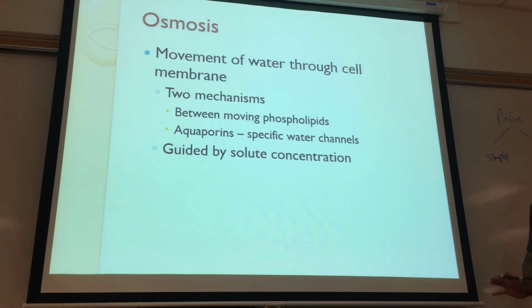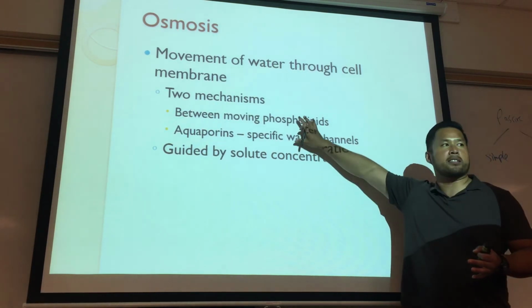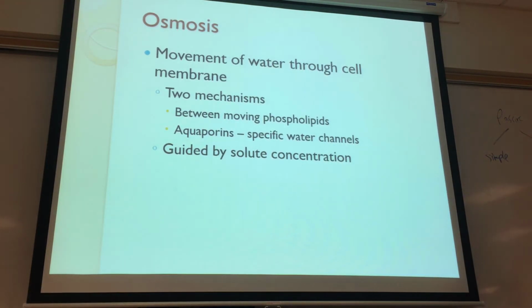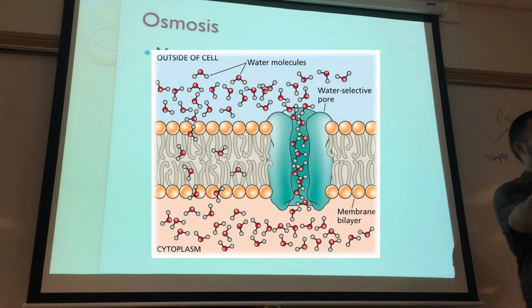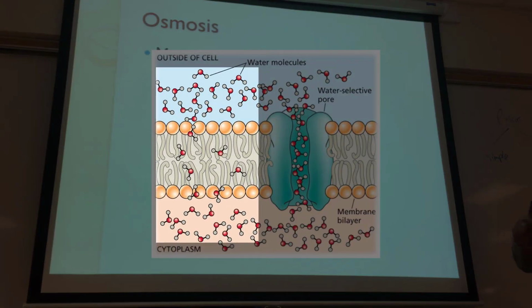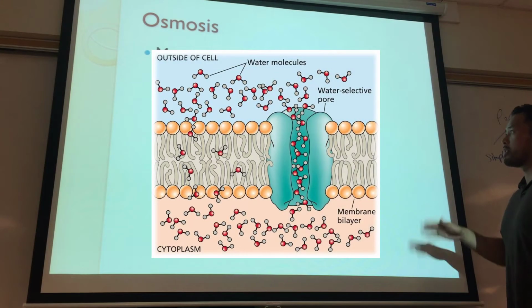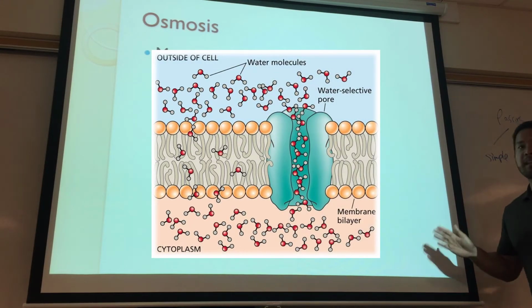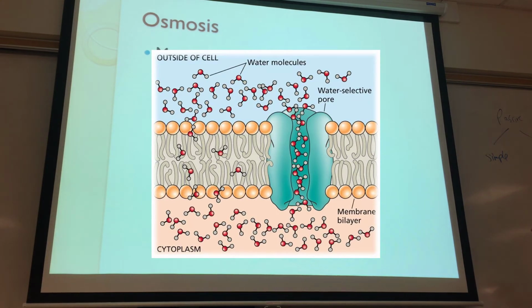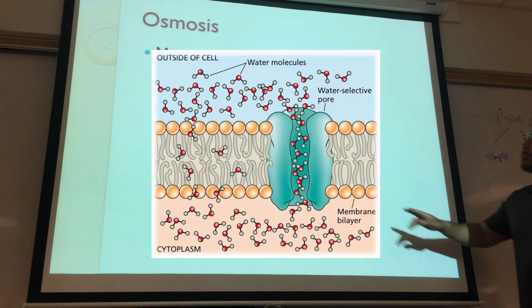And water moves through 2 main mechanisms. The main mechanism is water squeezing in between those phospholipids. Remember the fluid mosaic model? We have phospholipids that are kind of swishing around, and every time they swish around, it creates a little space that water can kind of sneak through. It can even penetrate through that hydrophobic barrier, the non-polar fatty acid chains right in the middle of that phospholipid membrane. So it can actually move through.